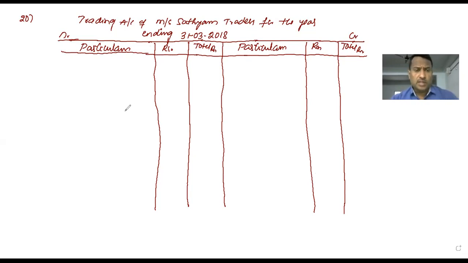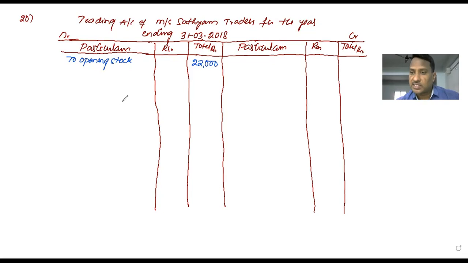Okay, we know that a trading account always begins with opening stock. The opening stock is nothing but the last year's closing stock, which becomes the current year's opening stock. So the opening stock goes on the debit side, the amount of opening stock being 22,000.